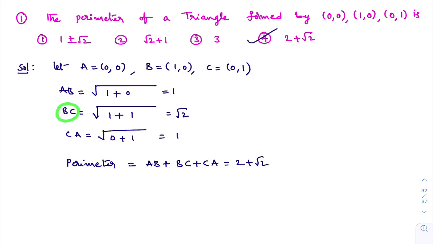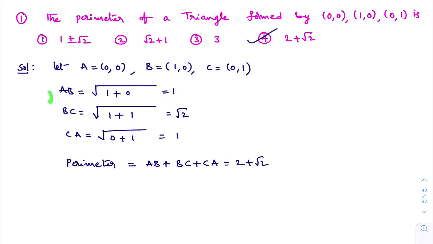Now BC. Take B as x1 y1, C as x2 y2. The distance formula is square root of x1 minus x2 whole square. 1 minus 0 whole square is 1, plus y1 minus y2 whole square, 0 minus 1 whole square is 1. So this is root 2. BC is root 2. Now I'll calculate CA. x1 minus x2 whole square, 0 minus 0 whole square is 0, plus 0 minus 1 whole square is 1. So 0 plus 1 is 1.